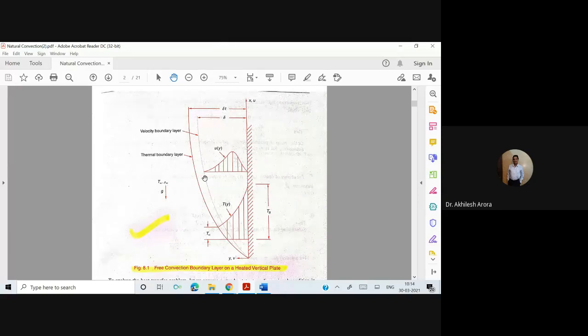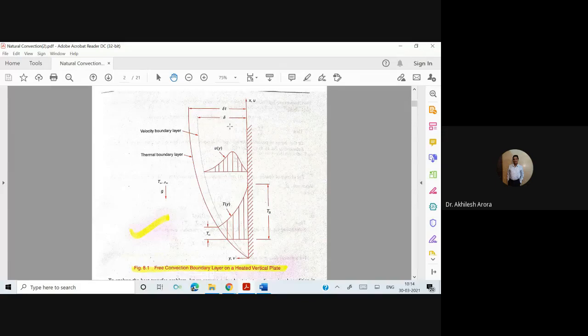So you can see it here. The dotted line here shows the velocity boundary layer, and this dark line or complete line shows us the thermal boundary layer. Okay, so these two boundary layers are shown here. Delta T is the thickness of the thermal boundary layer, and delta is the thickness of the velocity boundary layer.